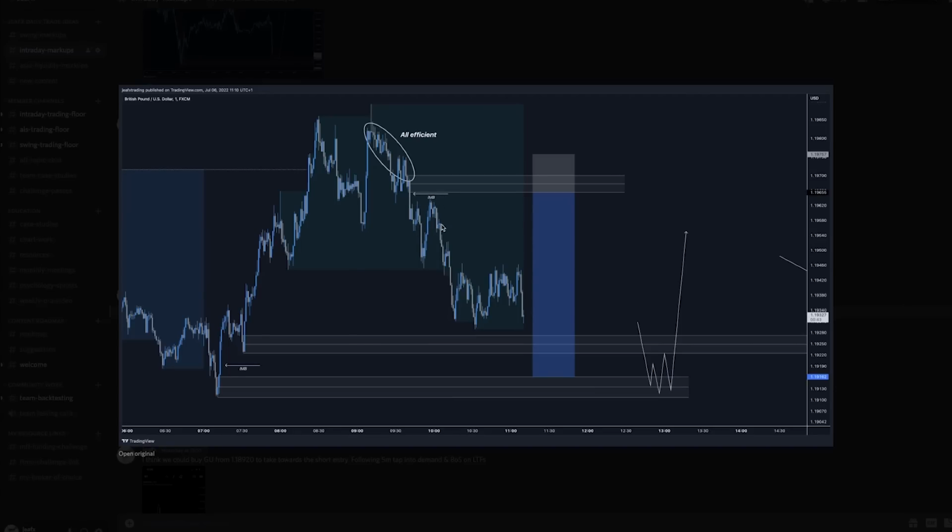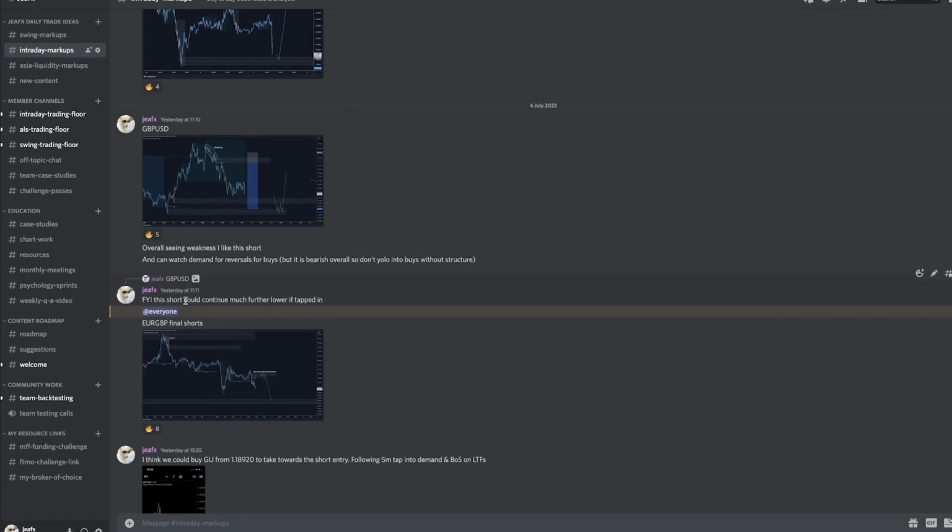We have final imbalance there. We look to trade price all the way through into this point and then sell it off. So as we can see as well, I did mention we might go considerably further if we do get tapped in. And that is what I was aiming for. But as we can see in a moment, that didn't happen and price has continued pushing to the upside.